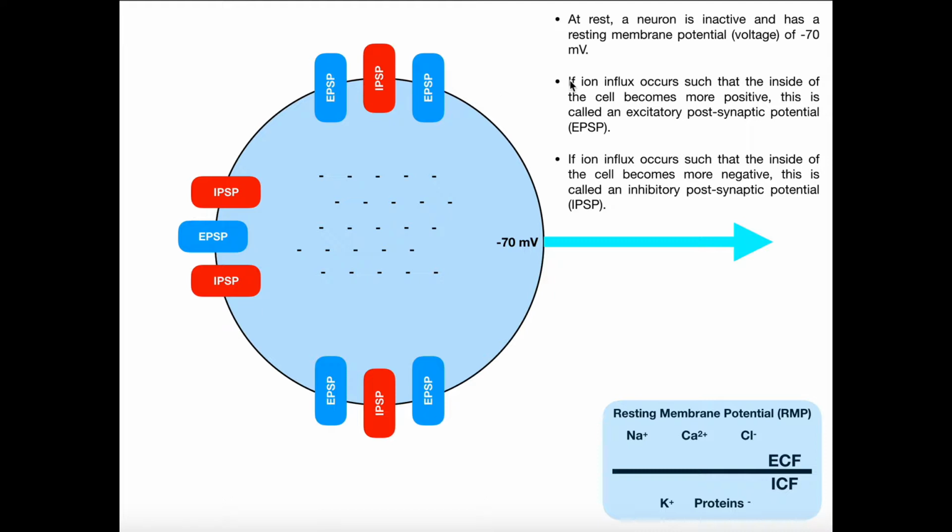So here's the bottom line. If ion influx occurs such that the inside of the cell becomes more positive, this is called an excitatory postsynaptic potential, or an EPSP as we'll often call it.